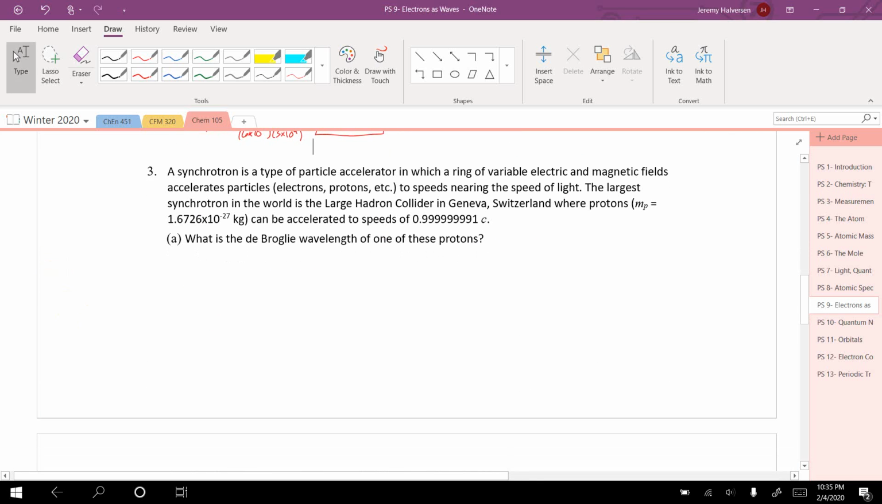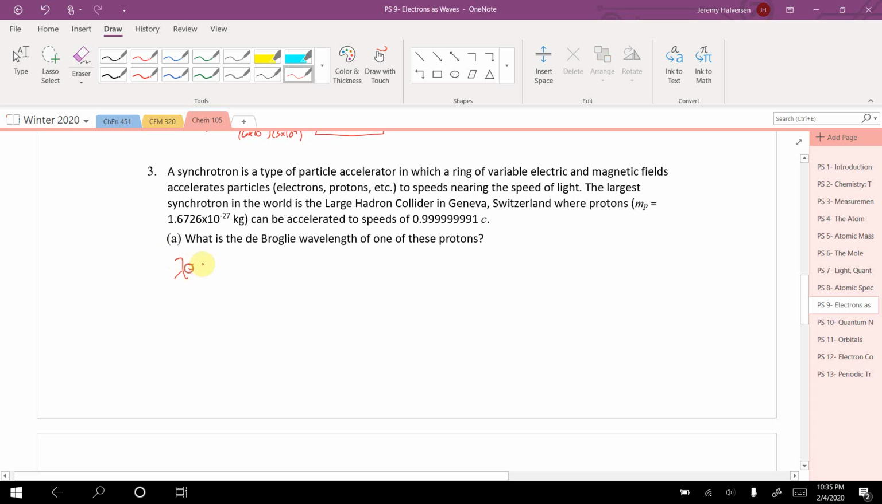All right, a synchrotron is a type of particle accelerator in which a ring of variable electric and magnetic fields accelerates particles, electrons, protons, etc., to speeds nearly the speed of light. The largest synchrotron in the world is the Large Hadron Collider in Geneva, Switzerland, where protons with that mass can be accelerated to this speed. What does this mean? This is 0.99999 whatever, 1 times the speed of light, so nearly the speed of light. What is the de Broglie wavelength of one of these protons?